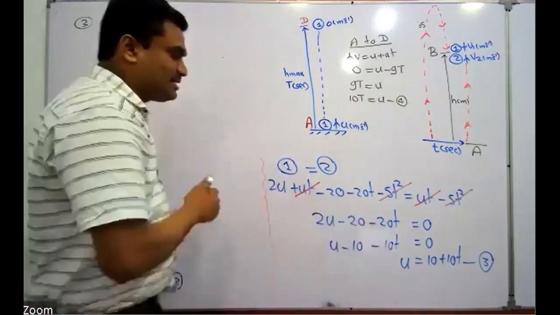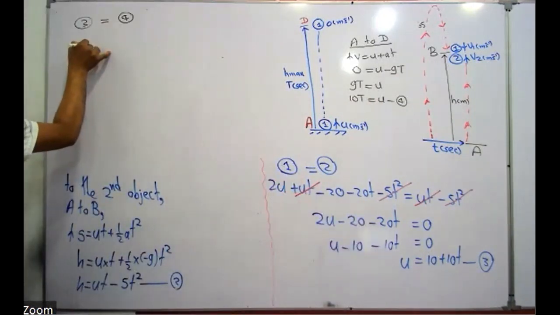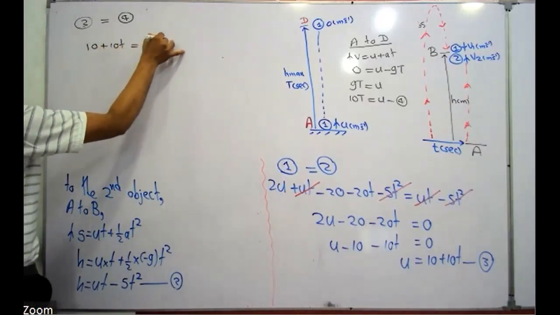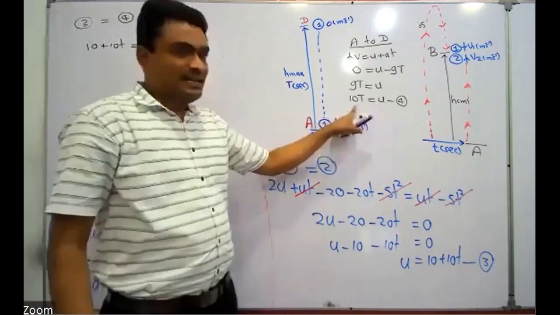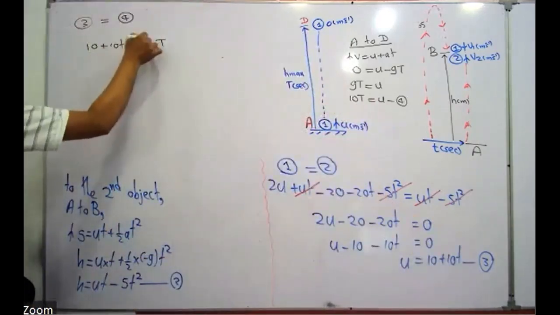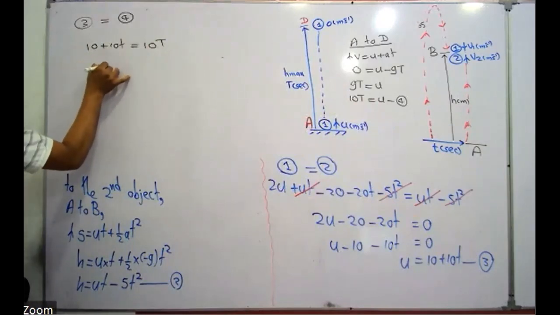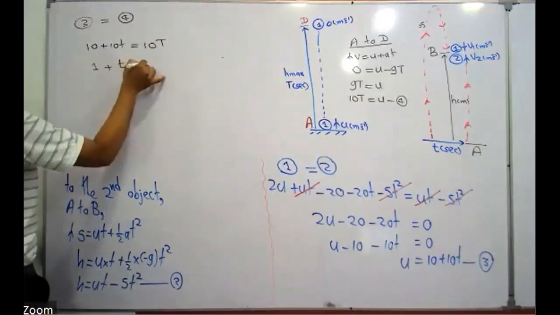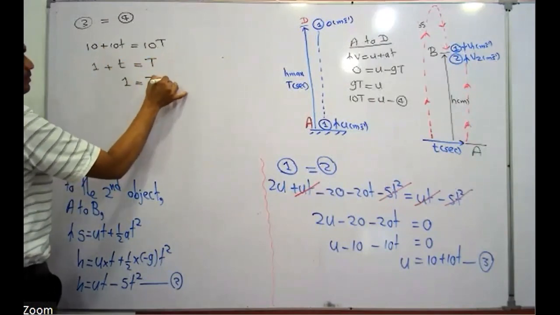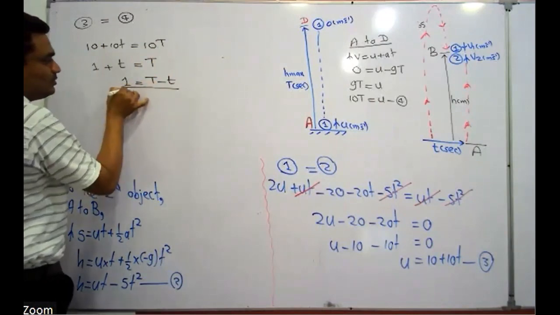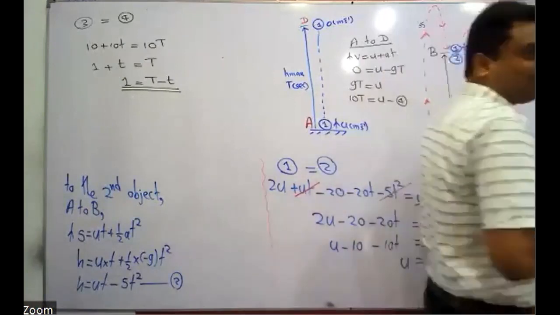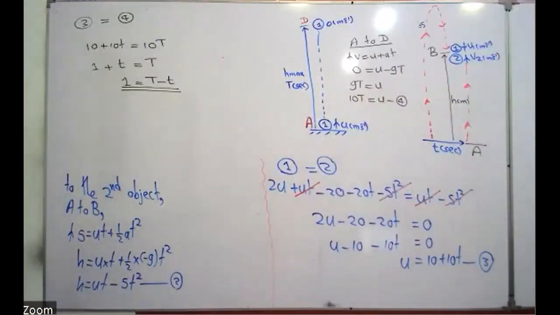So the third equation tells us 10 plus 10t equals 10 capital T. u equals 10 capital T, u equals 10 plus 10 simple t. 10, 10, 10 can be divided. 10 divided by 10 is 1, 10 divided by 10 is t. It means 1 equals, taking simple t to the other side, capital T minus simple t is 1. What does it mean? What's the meaning of this? Think.